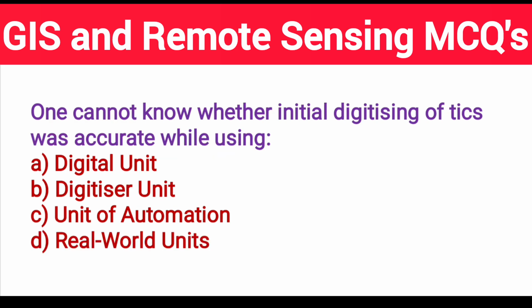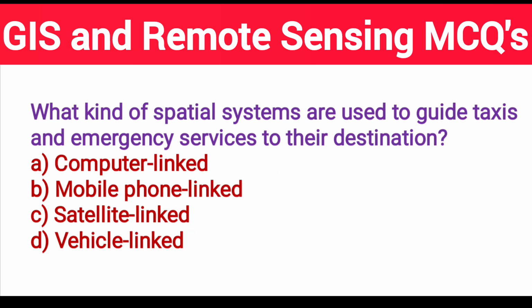Next question, one cannot know whether initial digitizing of ticks was accurate while using option A digital unit, option B digitizer unit, option C unit of automation, option D real world units. So the correct answer is option B digitizer unit. Next question, what kind of spatial systems are used to guide taxis and emergency service to their destination? Option A, computer linked. Option B, mobile phone linked. Option C, satellite linked. Option D, vehicle linked. So the correct answer is option C, satellite linked.